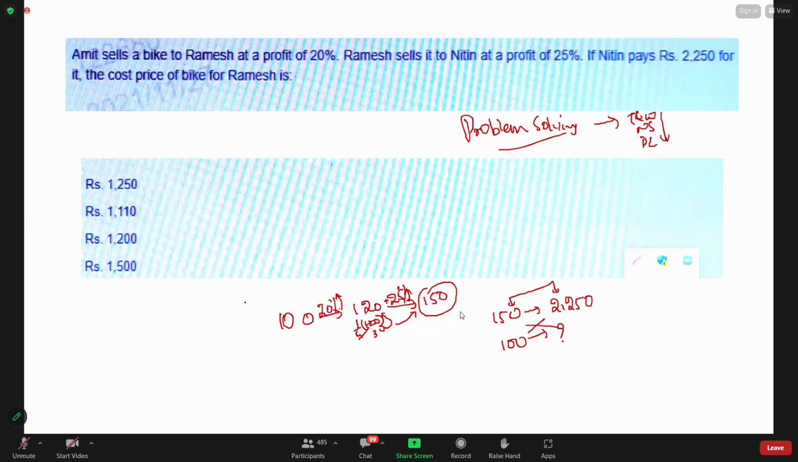No, not that way. You cannot consider 20 plus 25. You cannot do that. This is not a simple interest problem. This is related to a compound interest problem. It's like the 25% is an increment on the second. It's not the direct increment. It is on the first increment. 120, then 25%. All right. So how much is the answer?